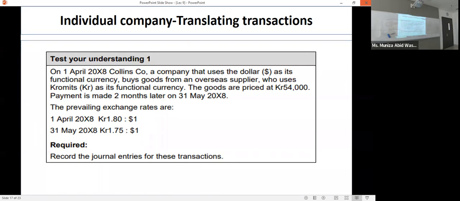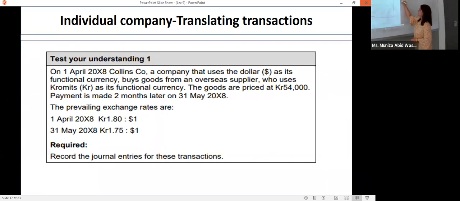On 1st April 2008, Collins Company, a company that uses the dollar as its functional currency, students, the functional currency which has been given to you, in that you have to translate the transactions. That is why it is necessary to determine the functional currency. Collins Company buys goods from the overseas supplier. The accounting entry is debit purchases, credit payables account.